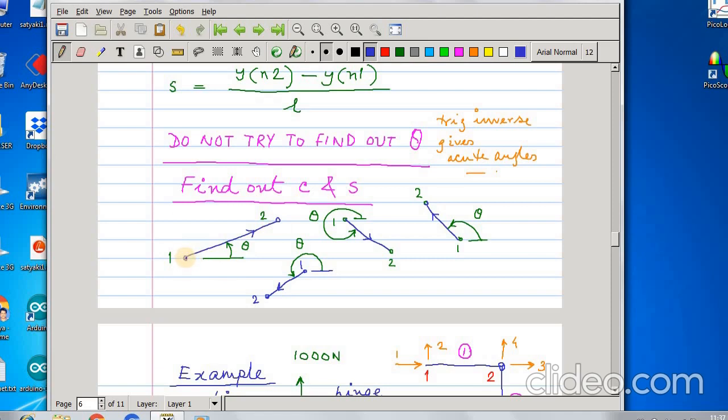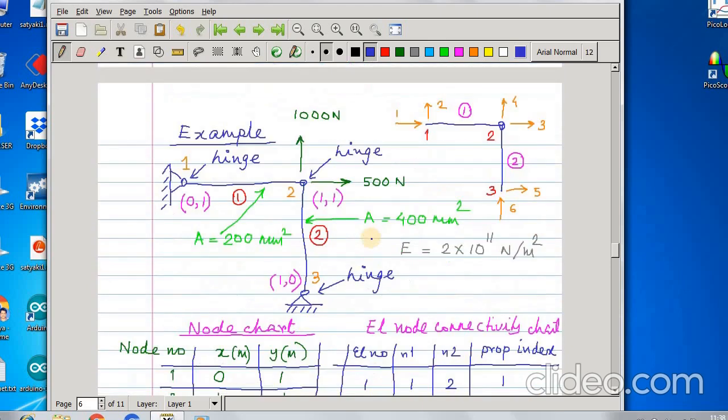So here you see, for this, what is theta? If this is the local coordinate 1, and this is the local coordinate 2, so 1 to 2, and this is the angle it makes with the global x-axis. So theta is from the global x-axis to this. If this is 1 and this is 2, then the vector is in this direction, and the angle is measured in the anti-clockwise direction from x. If you want to find angles, you have to take this into account. Anyway, you need not find out the angles.